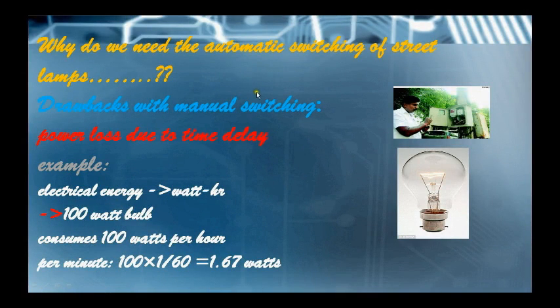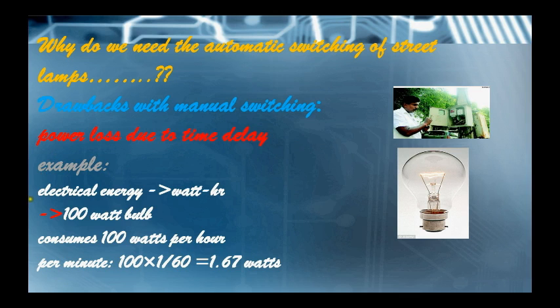My presentation begins with the question: why do we need the automatic switching of street lamps? Before answering the question, let me give you the drawbacks of manual switching. Nowadays, manually operated street lamps are not switched off properly even after sunrise, and they are not switched on earlier before sunset. So this time delay causes a power loss. Power loss due to time delay is the worst and the main drawback of manual switching.